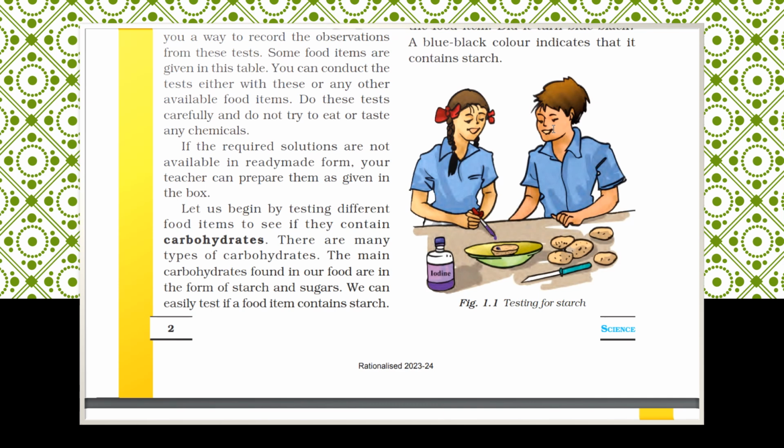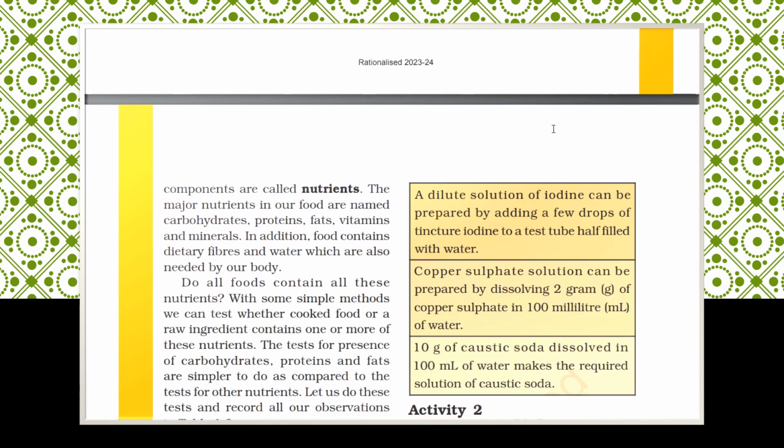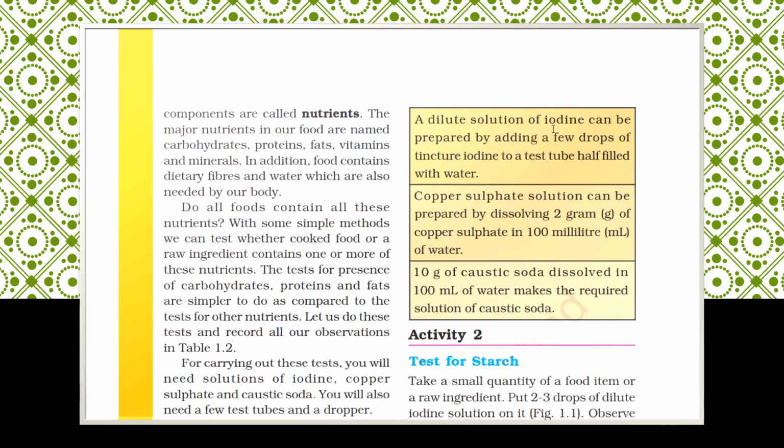So we can say starch is a form of carbohydrate, and even sugar is a form of carbohydrate. So we can easily test if a food contains starch by using this table they have given for the starch. For that, how can you make the solution of iodine here?